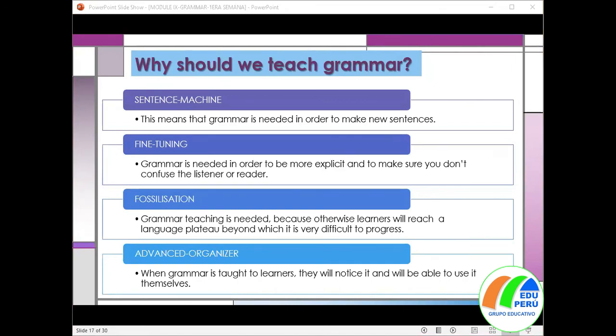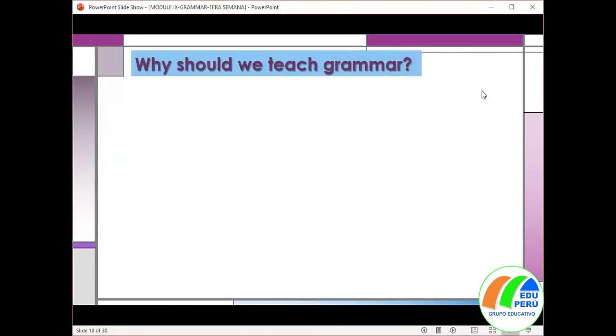The other aspect in order to teach grammar is advance organizers. When grammar is taught to learners, they will notice it and will be able to use it themselves. So they are going to organize themselves. That's why here it says advance organizers. They will be able to recognize this structure and will be able to use it. Let's see more aspects. Why should we teach grammar?